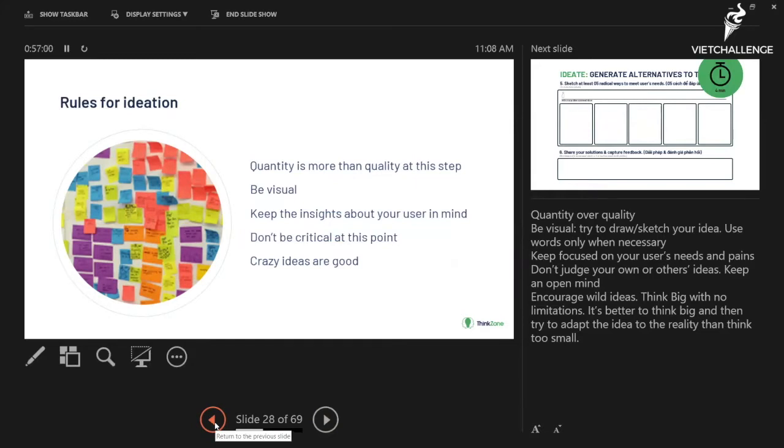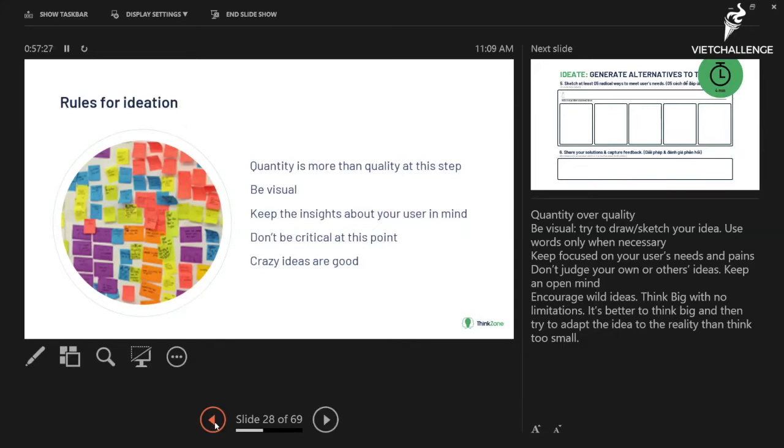One big mistake that a lot of people make in this process is they try to think of the perfect solution and they try to add different things up to that solution. But that's really not the best approach. At this point, we're trying to diversify our ideas, to ask ourselves, how else can I solve this? How else can this be done? To think beyond the most obvious solutions. This is why quantity is more important than quality at this step.